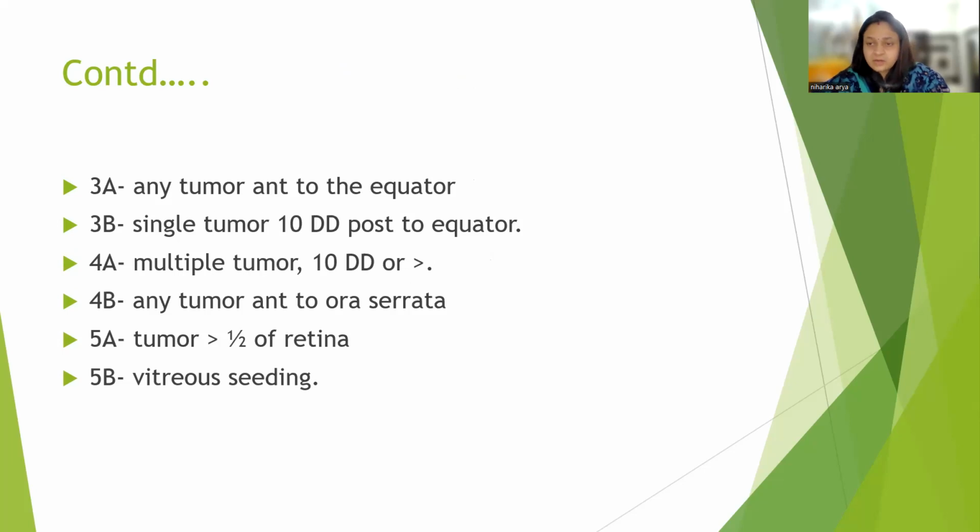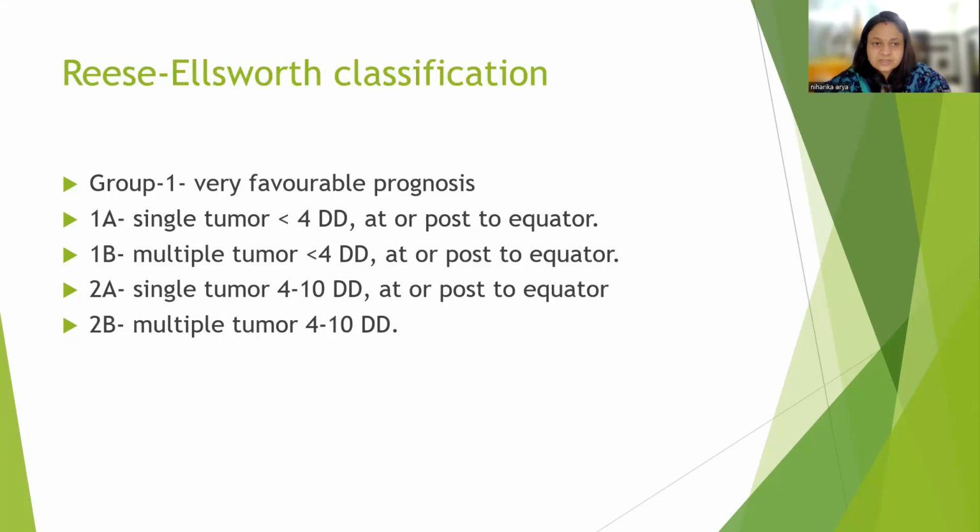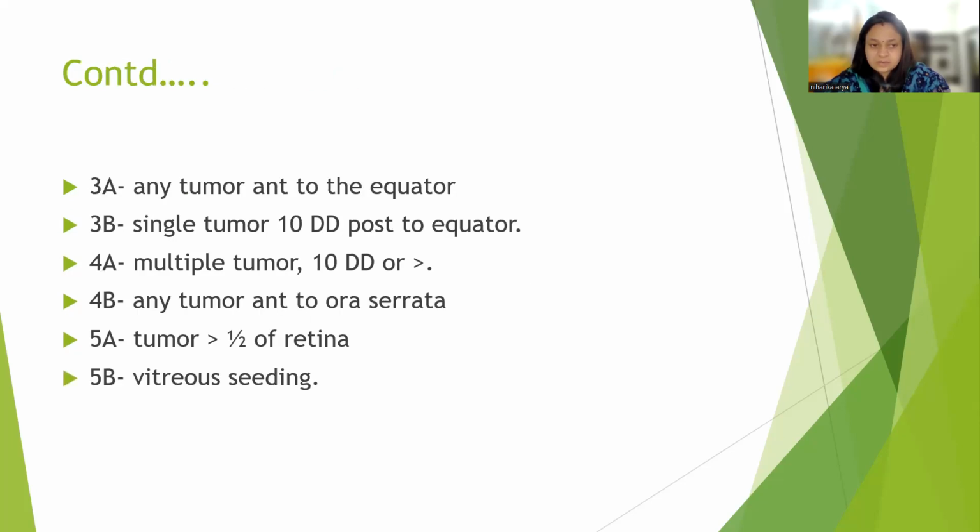In 4B, any tumor which is anterior to the ora serrata. 5A is a tumor involving more than half of the retina, and 5B is vitreous seeding. These are the Ellsworth classification. According to that, we can grade the retinoblastoma and plan the treatment accordingly. So this is important, you have to learn it.